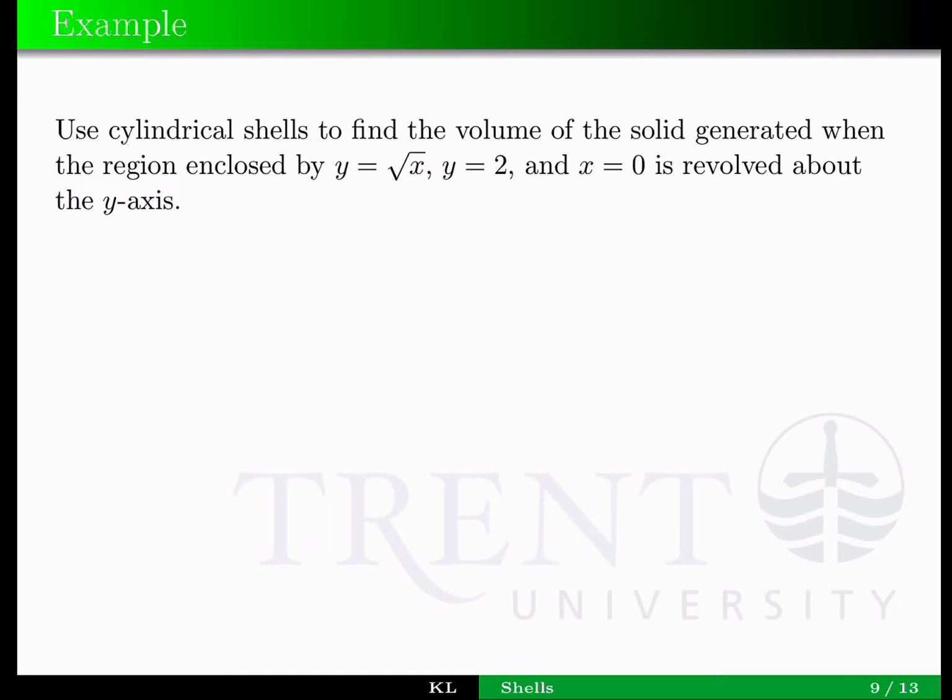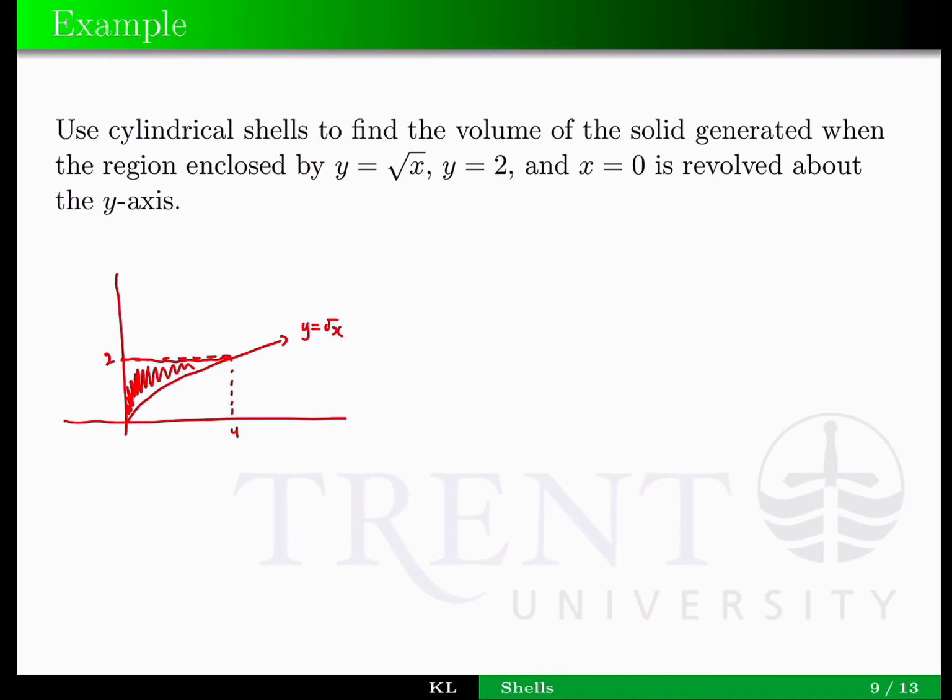Use cylindrical shells to find the volume of the solid generated when the region enclosed by y equals square root of x, y equals 2, and x equals 0 is revolved about the y-axis. We already did this problem in our previous video. You have y equals square root of x, y equals 2, of course this will become x equals 4. So this is y equals 2, and the y-axis, so the region will be this part here.